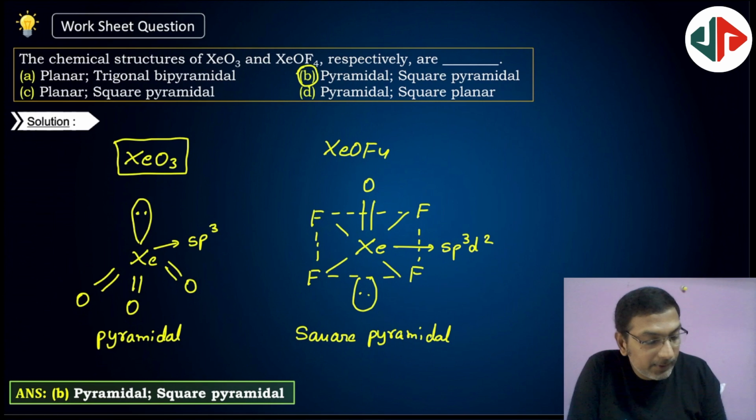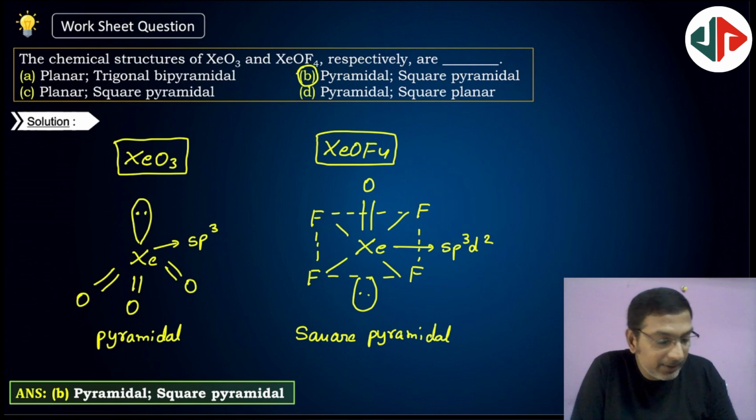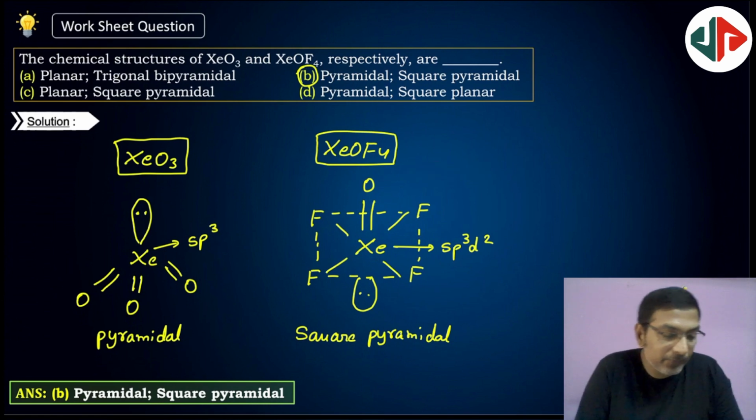Next, XeOF4. So the central atom Xe undergoes sp3d2 hybridization. So here one lone pair plus 5 bond pairs. Therefore according to VSEPR theory, square pyramidal geometry. This is the lone pair and the remaining are bond pairs. So XeO3 pyramidal, XeOF4 xenon oxy tetrafluoride, square pyramidal. Therefore option B.